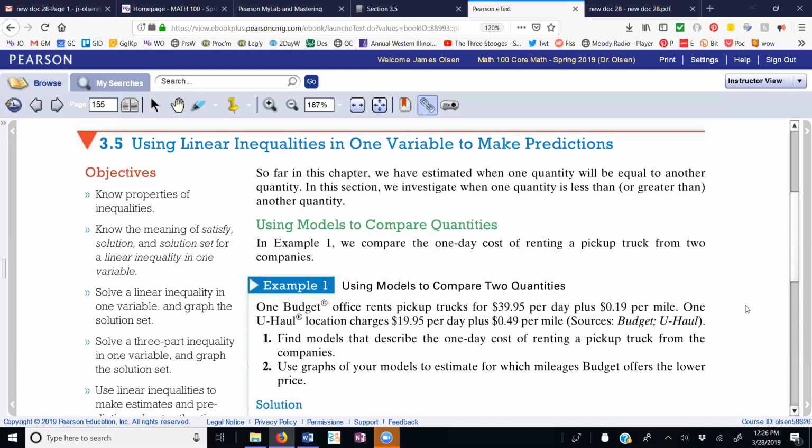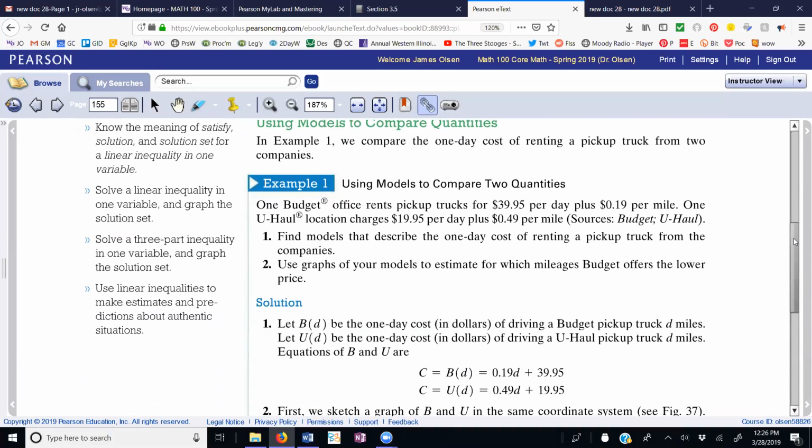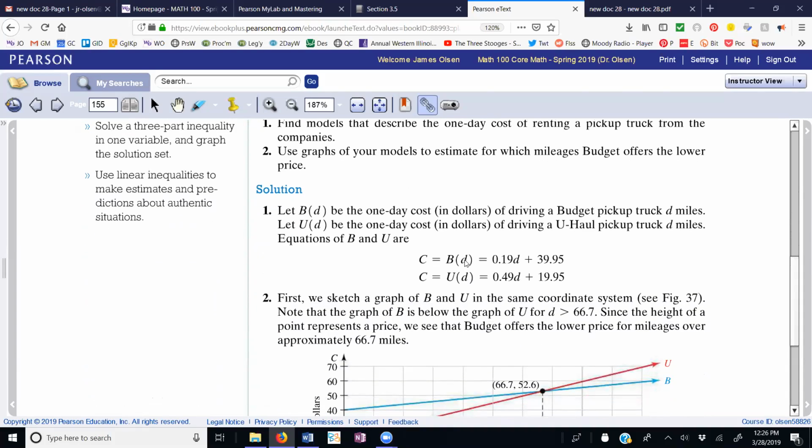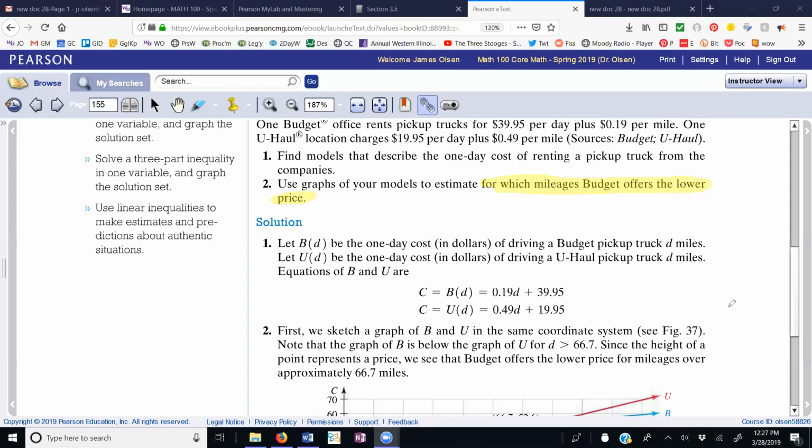In my final example today, I would like to take a look at this applied problem where we're comparing two rental companies, one budget rental company and the U-Haul rental company. And we have two functions here, B of D for budget and U of D for U-Haul. And the question that we're asking here, for which mileages does budget offer the lower price?